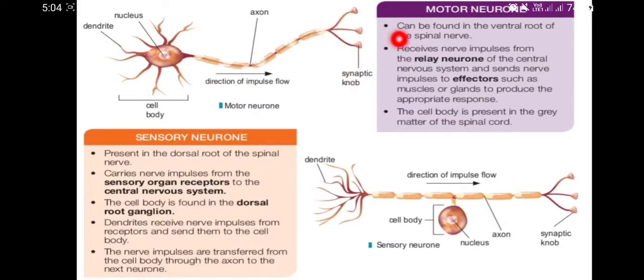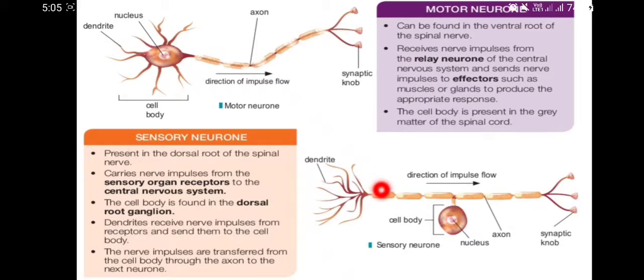The motor neuron can be found in the ventral root of the spinal nerve. They receive nerve impulses from the relay neuron of the CNS, the central nervous system, and send nerve impulses to effectors, such as muscles and glands, for an appropriate response. So you must know what the motor neuron is for. It first receives impulses from the relay neuron, then sends them to the effector. That is the motor neuron. The cell body is present in the gray matter of the spinal cord.